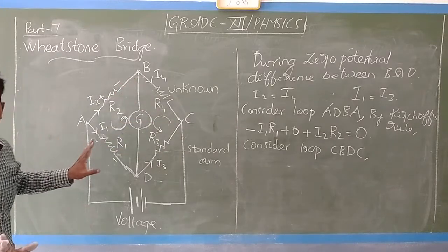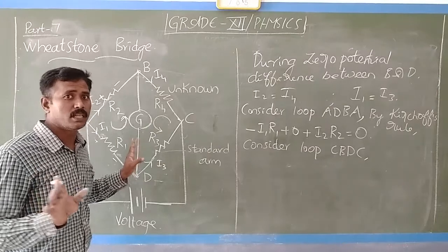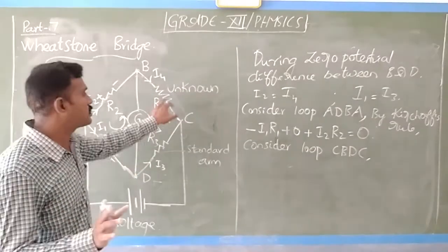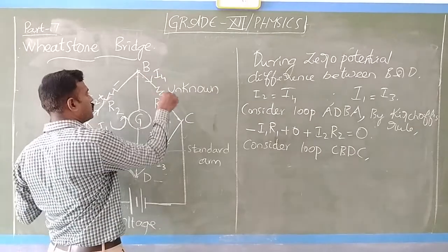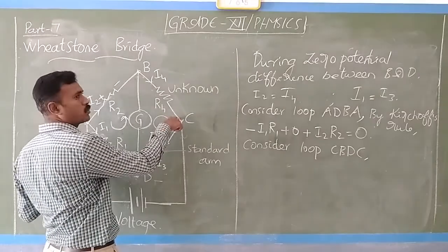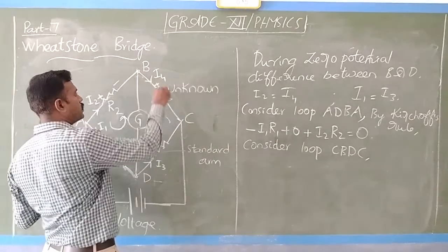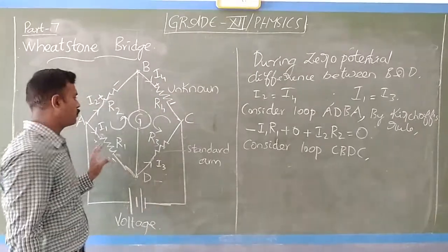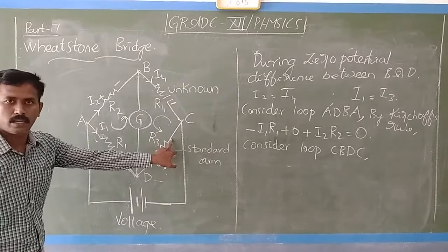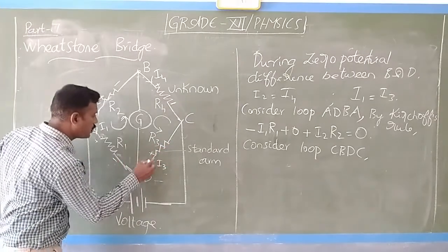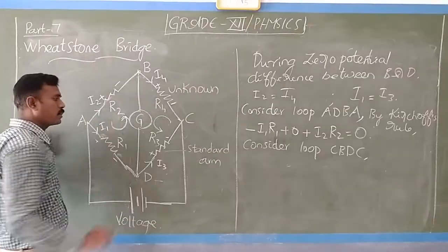First, what you do? You put the sign for all the resistors based on the current flowing. So what is the current flowing from here to R4? I4 is coming down. So this is positive, this is negative. Then here I3 is moving through R3. So this is positive and this is negative.